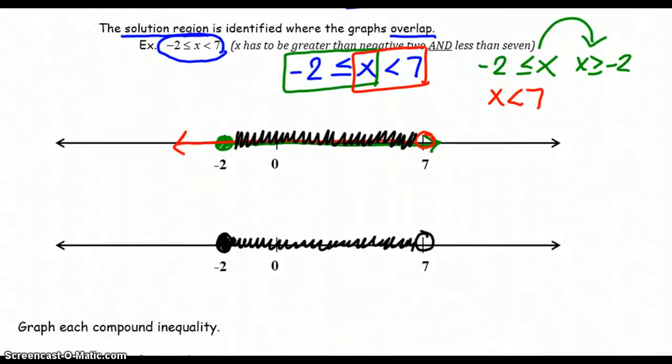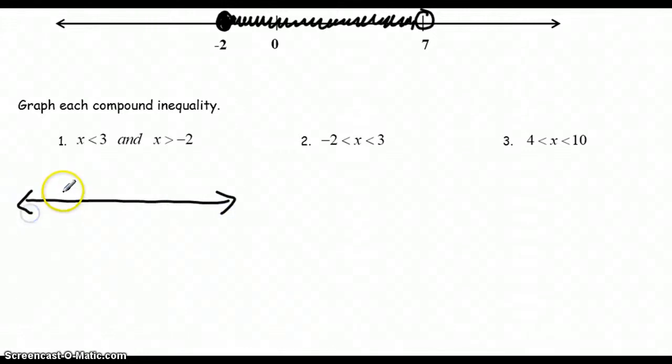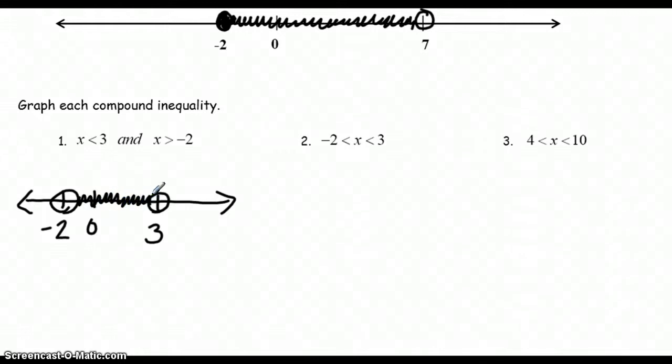Let's continue practicing some more compound inequalities. Here we already have our inequalities broken up. So we have x is less than 3 and x is greater than -2. So we want values that are larger than -2 and smaller than 3. So we have an open dot on -2, an open dot on 3, and we want to represent the values in between.